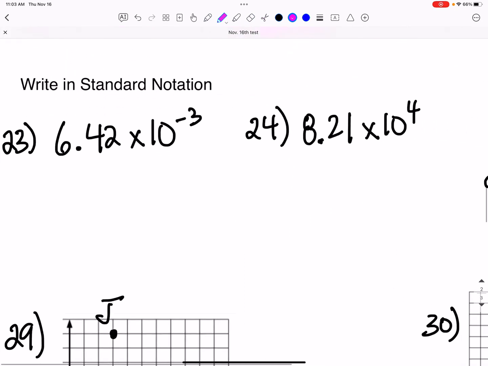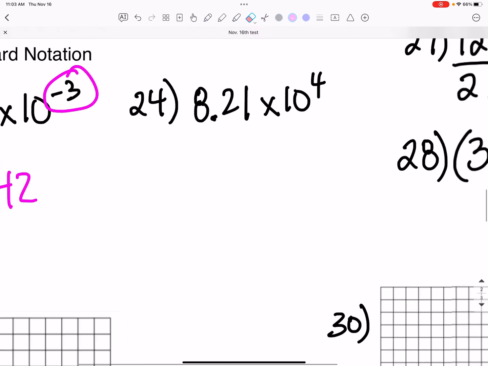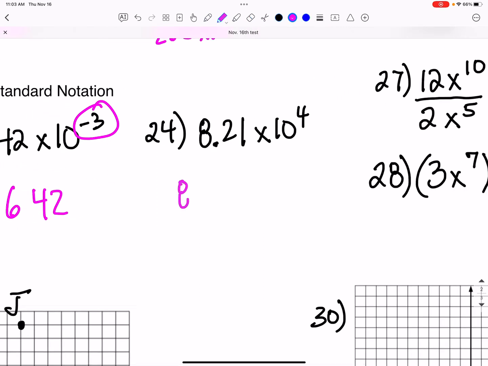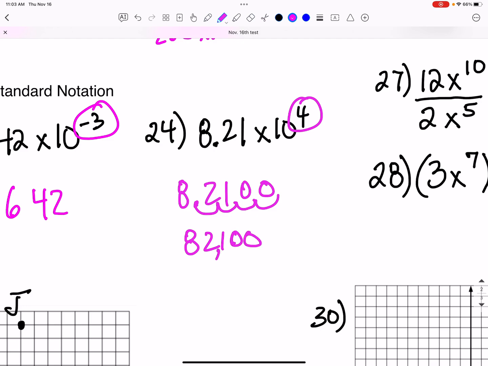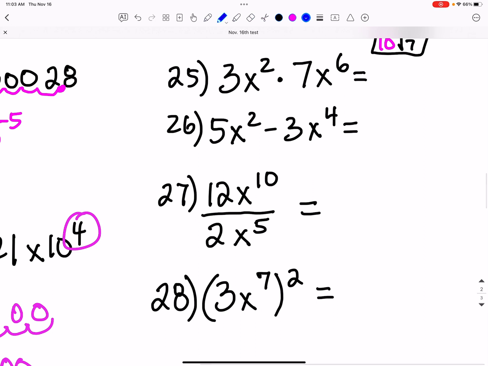All right, so if we start with 6.42 and we move the decimal back 3 times, 1, 2, 3, it would have to be 0.00642. That's way too big. That's what it would be. If we started with 8.21 and we move the decimal forward 4 times, it would be 1, 2, 3, 4. 82,100.